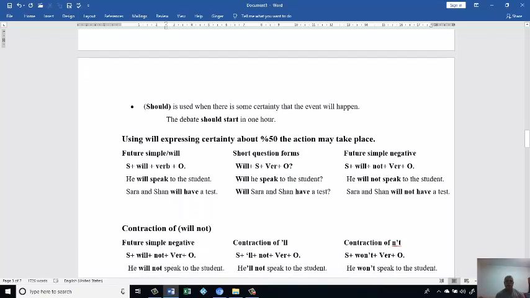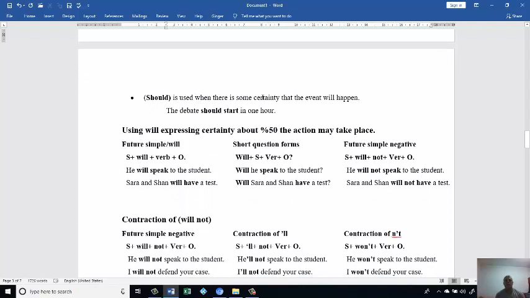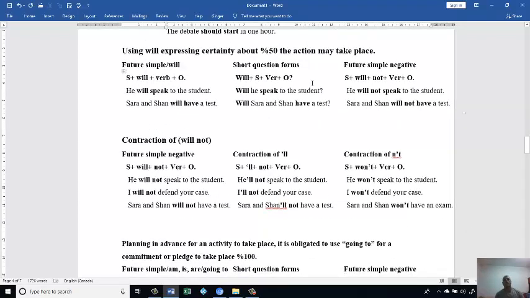As we said, sometimes "should" is used when there is some certainty that the event will happen. The debate should start in 1 hour. Okay, here is the indication of the future, and then we have should, and then the root of the verb. Okay, let's see how we express an action that will take place. For example, we have the subject, then will, then the root of the verb with no -ed, no -s, no -ing. Then we have the object.